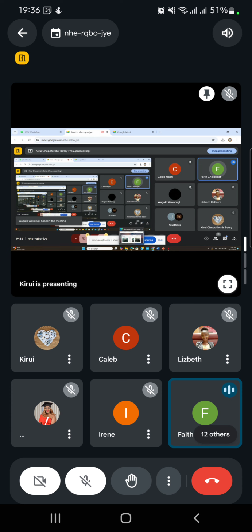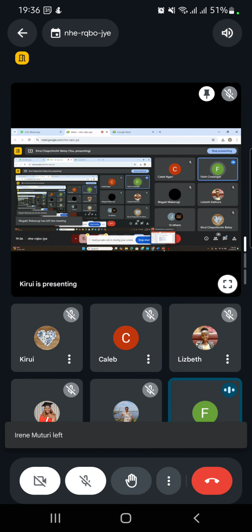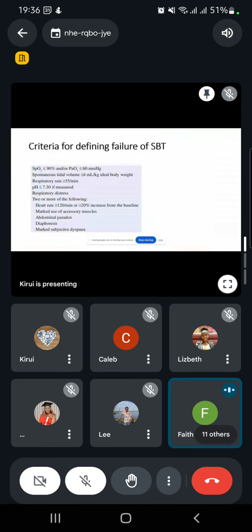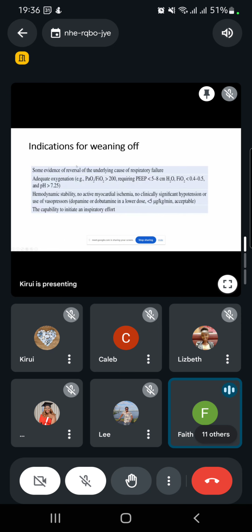The spontaneous breathing trial. So when you try to wean off your patients, sorry, can't see the slide. So when you try to wean off your patients, basically share the slide. When you try weaning off your patient and then you notice that the SpO2 is still less than 90, it shows that there is a failure of achieving spontaneous breathing trial.